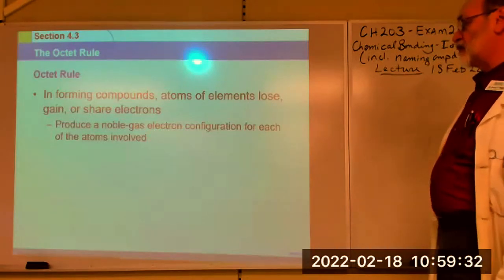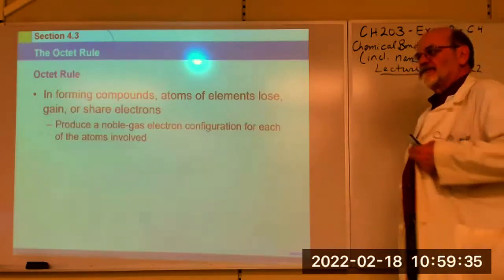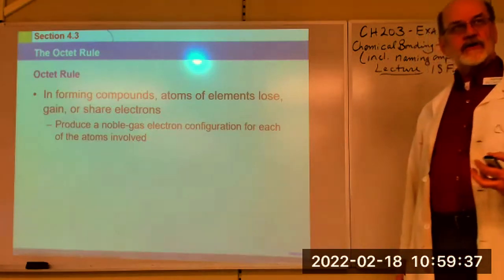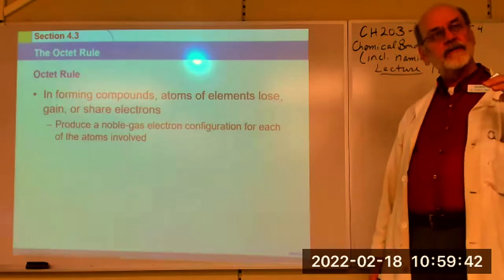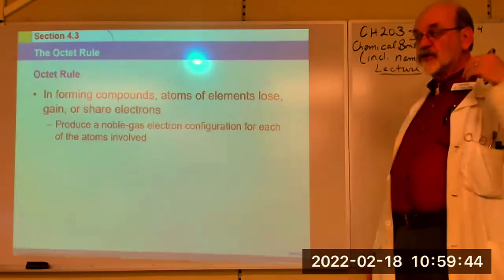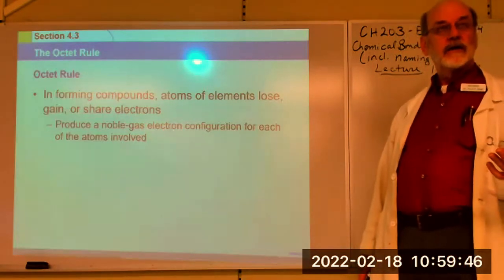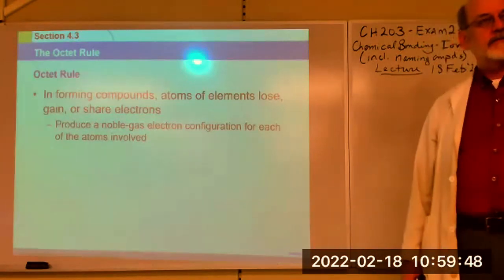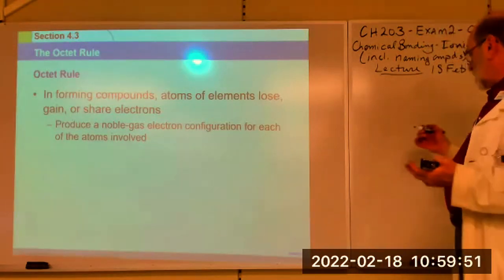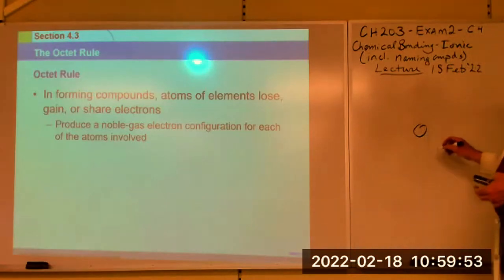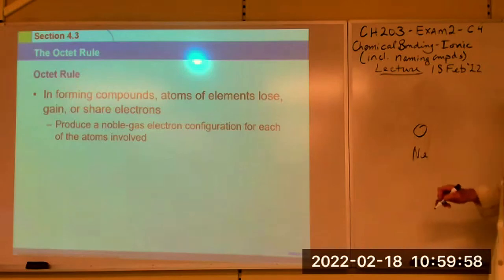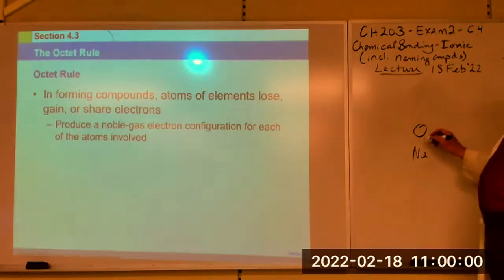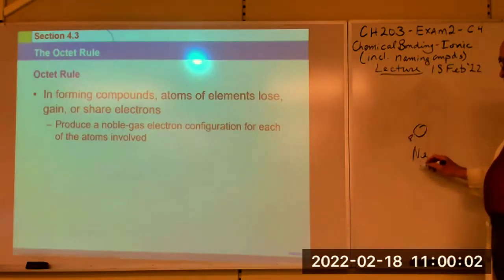And it bears repeating, what they're tending toward is the noble gas configuration. So whether you transfer electrons like we did with sodium and chlorine, or you share electrons like we do with water, you're tending toward noble gas. So in water, the oxygen is going to look like what? Oxygen is going to look like neon. It starts out with 8 electrons, and then we add 2 more, and it looks like neon.